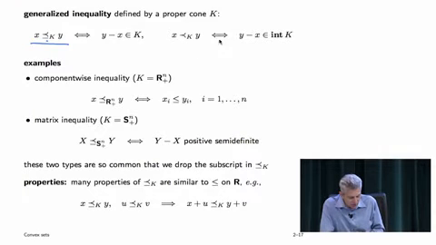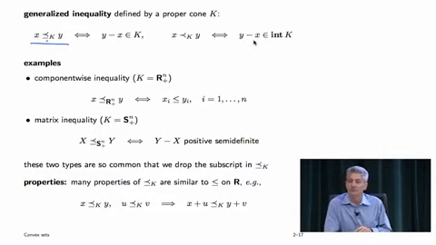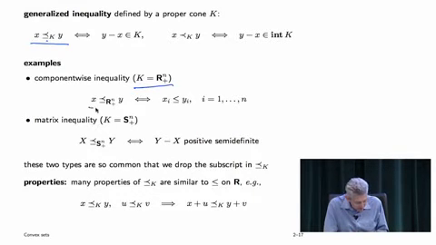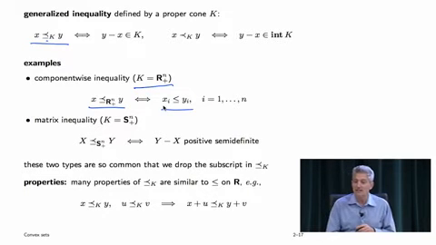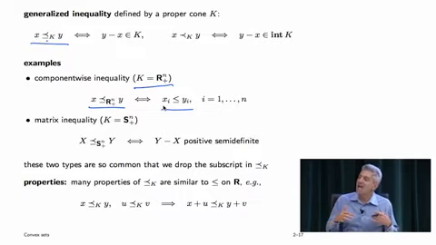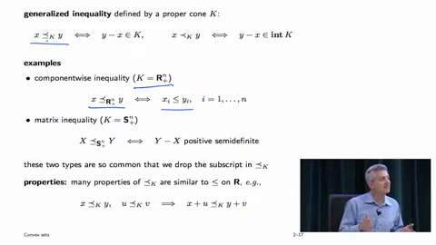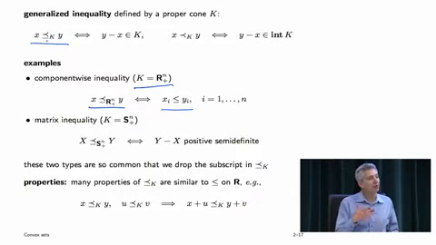And strict inequality means you're in the interior of the cone, right? And so for example, if I take the cone as R plus to the n, then this inequality here means simply that you have component-wise inequality. Technically what it means is that y minus x is in the non-negative orthant. Non-negative orthant is all vectors with all entries non-negative. So that means this, right?